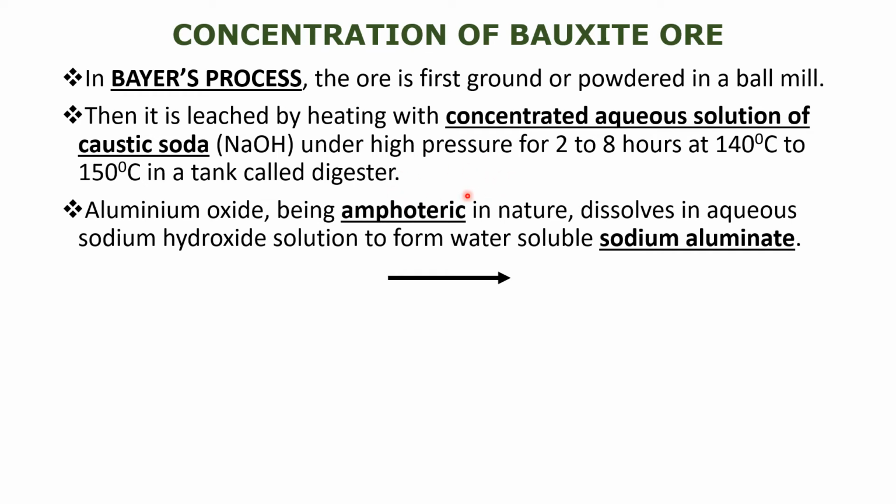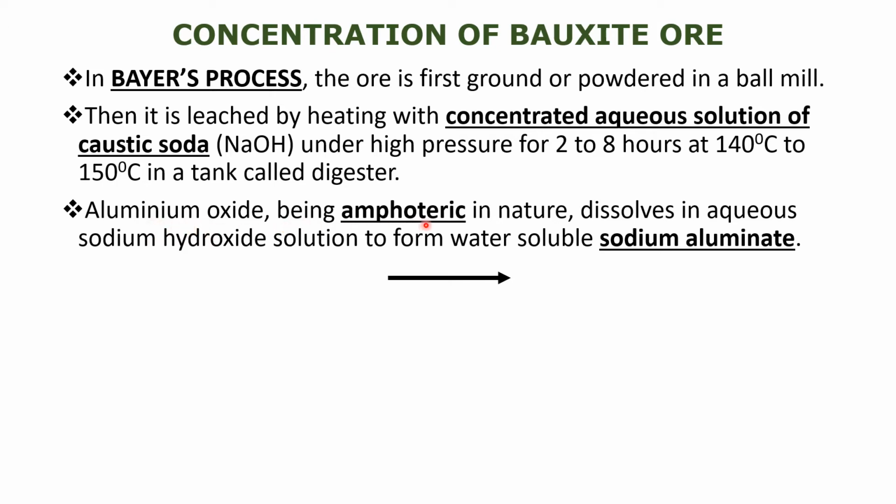Now, what does bauxite ore contain? Bauxite ore contains aluminium oxide, which is what we actually need to extract. But along with aluminium oxide, there is iron oxide and silicon dioxide, or SiO2, silica. So silica and iron oxide are the impurities, whereas I am interested only in the aluminium oxide.